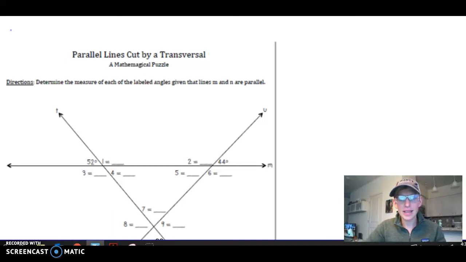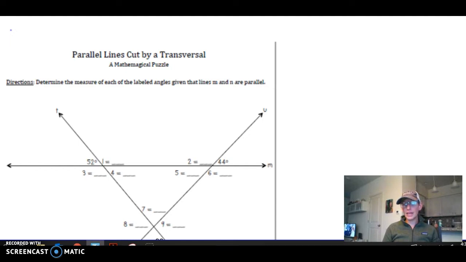Hello, Math 8 students. What I'm going to go over right now is how to solve for angles when you have two parallel lines that are cut by a transversal. This example actually has two transversals, so that just adds a little bit of a layer of complexity, but it's totally manageable from what we already know from section 3.1 about parallel lines, transversals, and their angles.